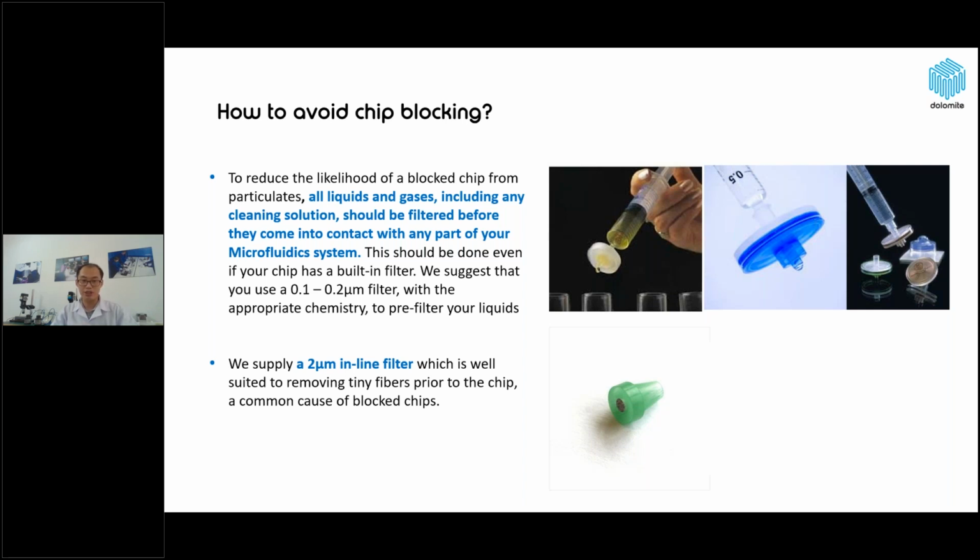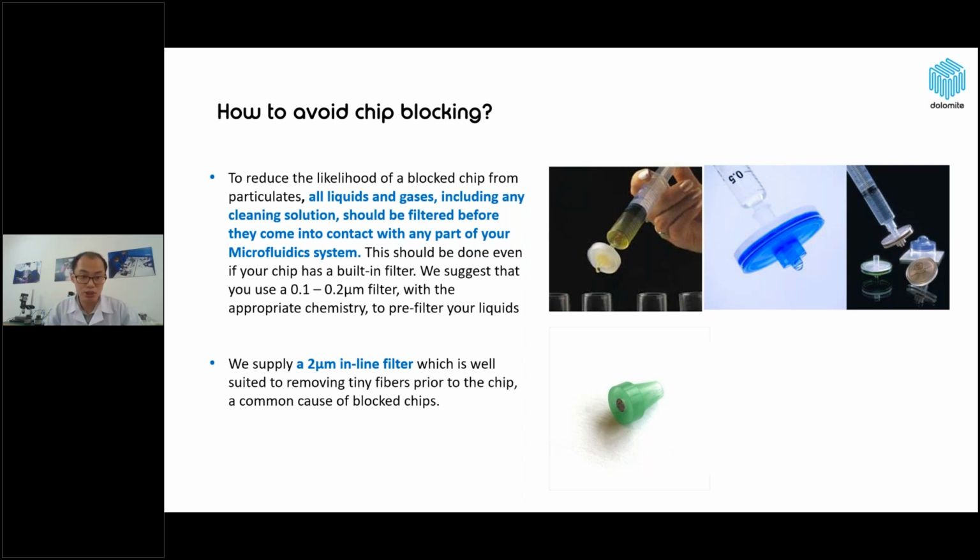This should be done even if the chip has a built-in diffuser. Normally, with the smaller chips, we have a built-in diffuser before the chip channels. Even with the built-in diffuser, you have to do the filtration before running the experiment, because if you do not, the contaminants may block the filters before going to the chip. It can also destroy the chip.